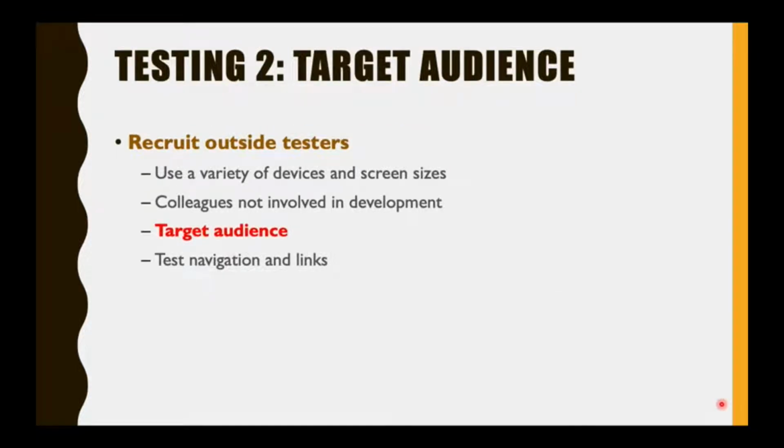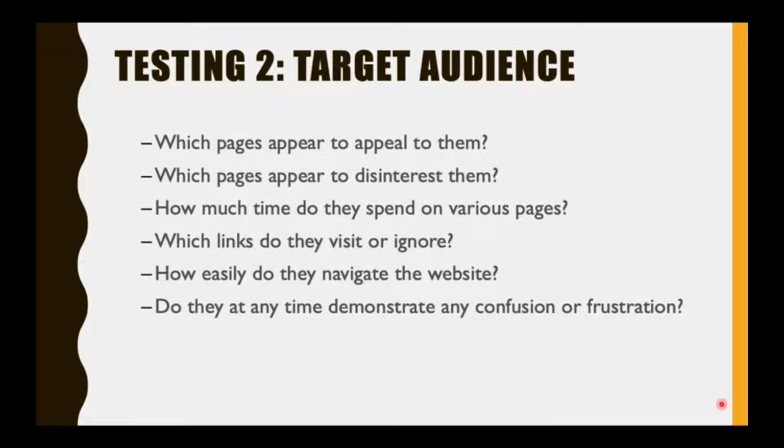Next, you're going to do the second stage of testing. Once you've got all those kinks worked out, you're going to do the target audience test. And you're going to ask them to look for any other problems that you and your team have missed. But really what you want to ask at this point is how are they interacting with the website? And are those goals being accomplished? Which pages appealed? Which pages were disinteresting? How much time did they spend on various pages?